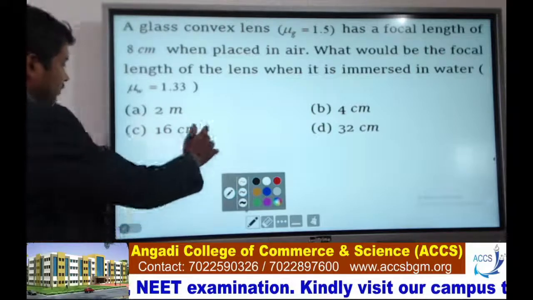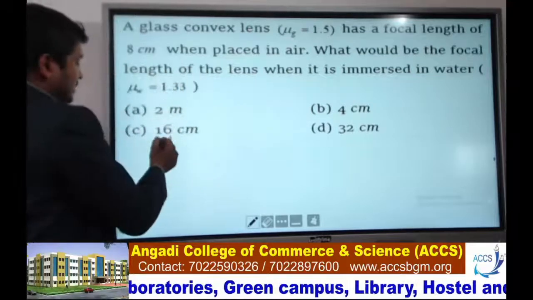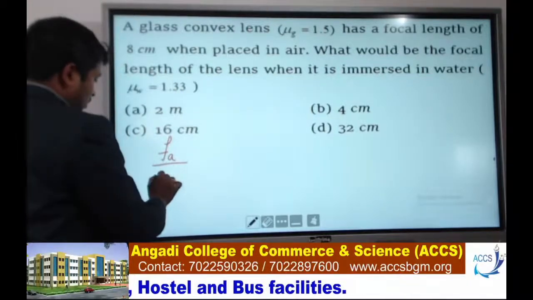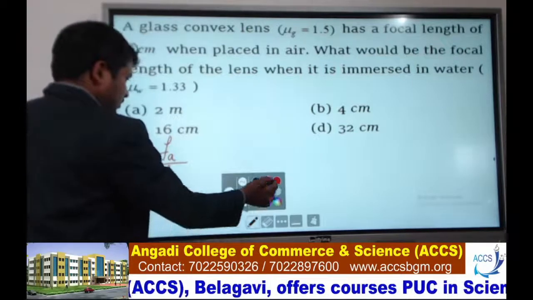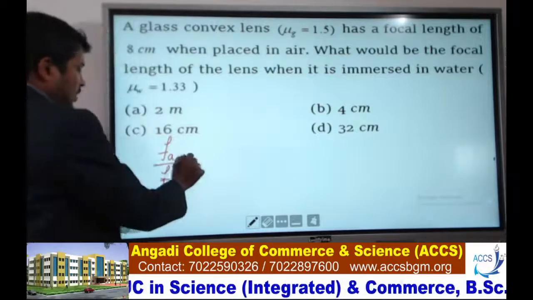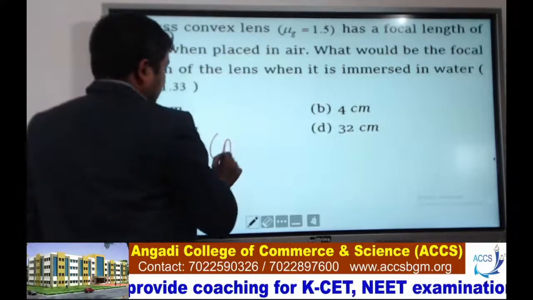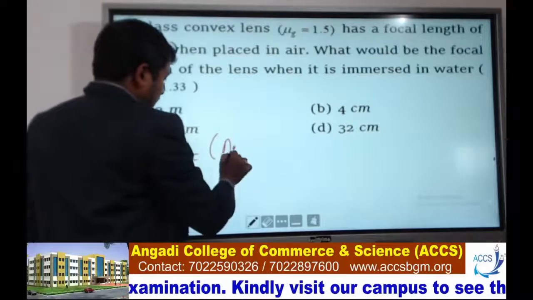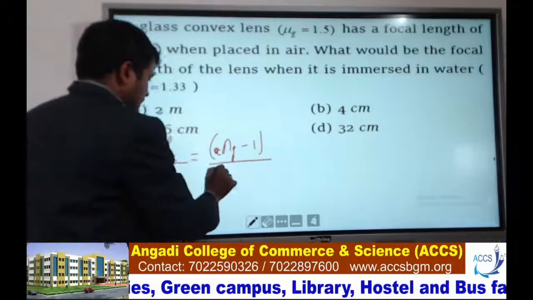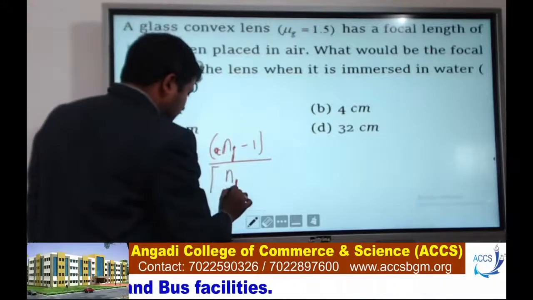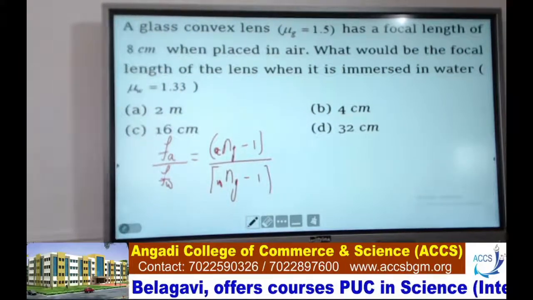Here I'll write that. The ratio of the focal length of the convex lens in air to the focal length in water equals the refractive index of glass with respect to air minus 1, divided by the refractive index of glass with respect to water minus 1.